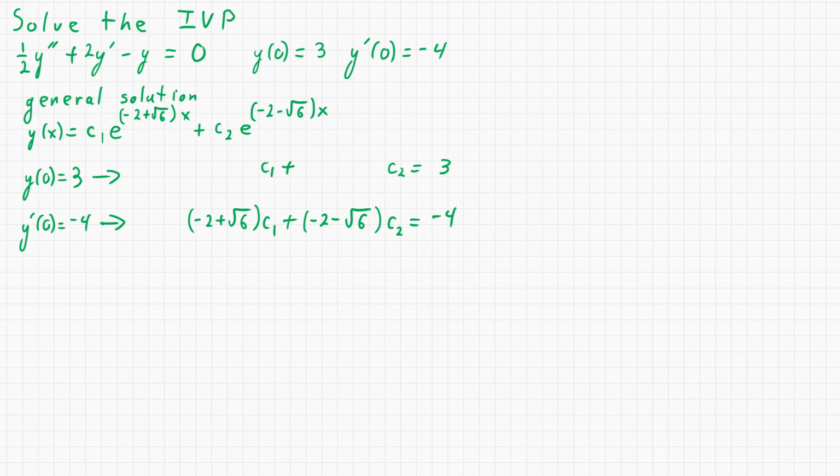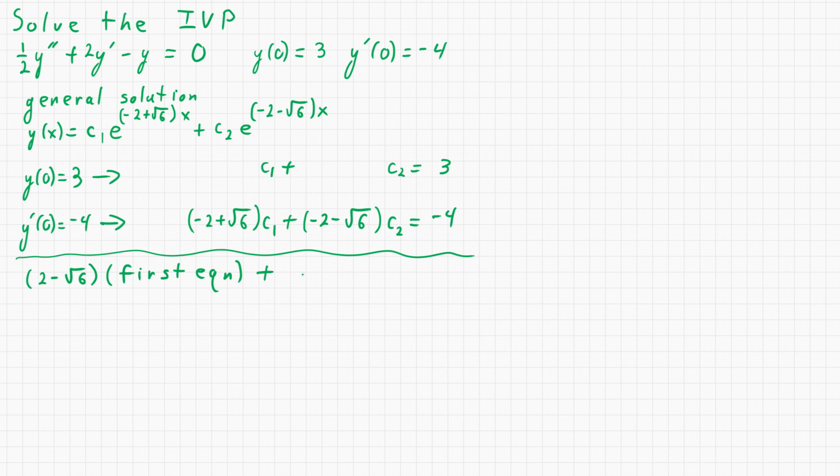And now the idea is to actually solve these. To do that, the easiest thing usually is to add the equations together so you either get rid of all the C1s or all the C2s. In this case, I want to take the negative on this one. This has a 1 in front, so I'm going to take positive 2 minus square root of 6 times the first equation, and add that to the second equation. I picked the 2 minus square root of 6 to be the negative, so the C1s cancel.